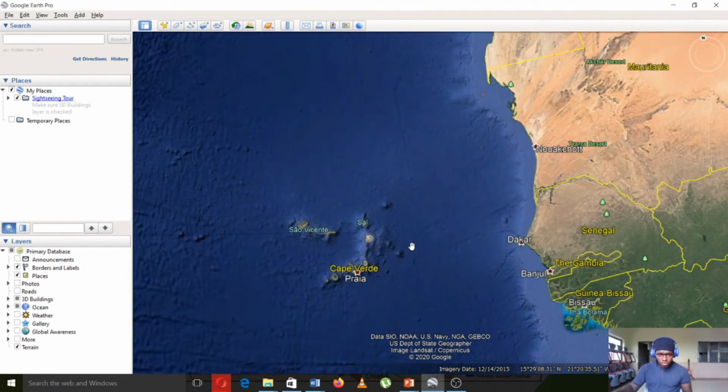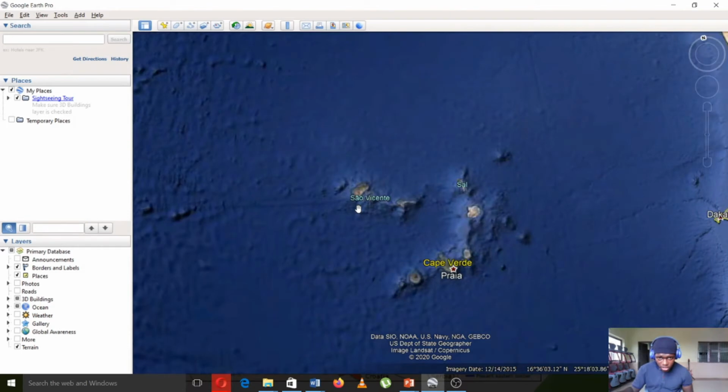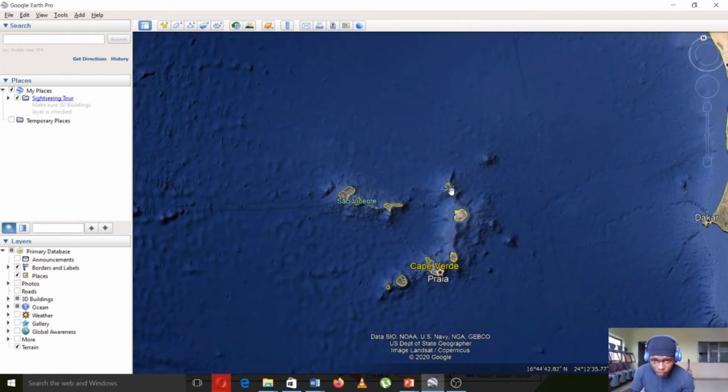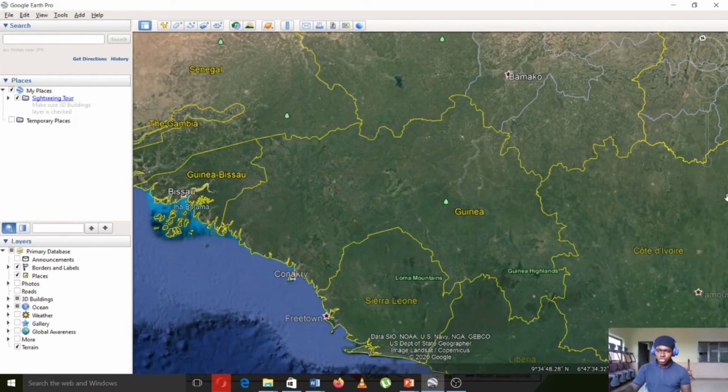So this is Cape Verde. See these things that look like rocks in the ocean? It's actually land, but they're surrounded by water. An island is a piece of land surrounded entirely by water. Now you have this chain of islands. A chain of islands is called an archipelago. Archipelago. Okay? So that's essentially what you have.